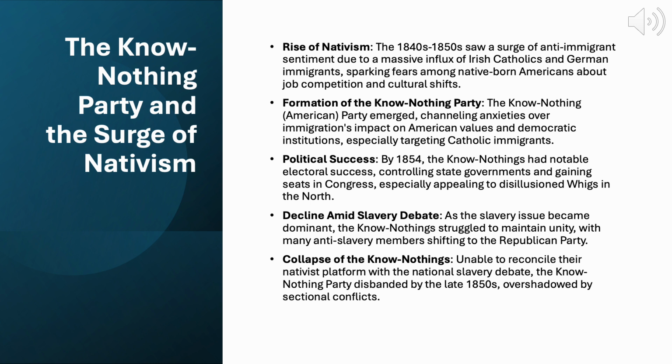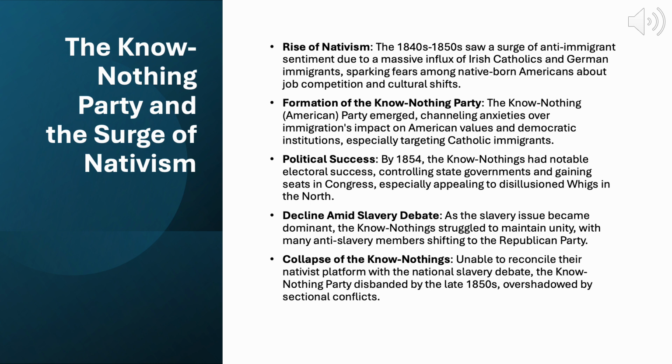However, the Know-Nothings faced significant challenges when the slavery debate overshadowed nativist concerns. As the sectional crisis over slavery intensified, the Know-Nothing Party's anti-immigrant message lost its potency. Many northern Know-Nothings, especially those opposed to slavery, eventually shifted their allegiance to the newly formed Republican Party, which addressed the more pressing issue of slavery's expansion.